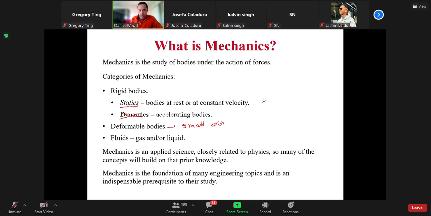Oh no, sorry, I'm just pressing the wrong thing here. Stop. I pressed the wrong button.